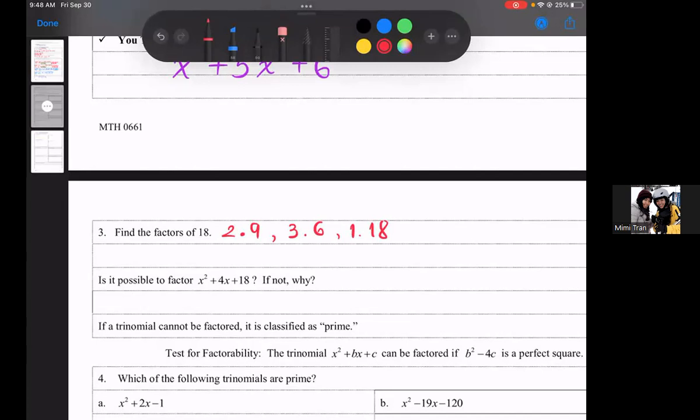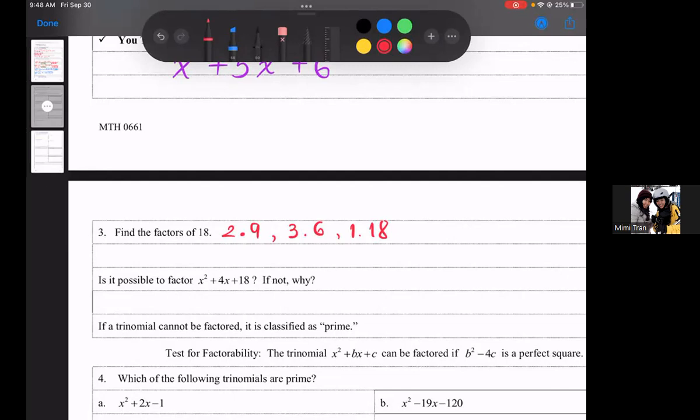Is it possible to factor x² + 4x + 18? Is it possible? So in order to answer this question, you're going to say, can I find two numbers that multiply to 18 and add to 4? These are the pairs that multiply to 18. I'm not going to add to 4, not going to add to 4. So no, it's not possible, because I find the product, but I cannot find the sum, right?